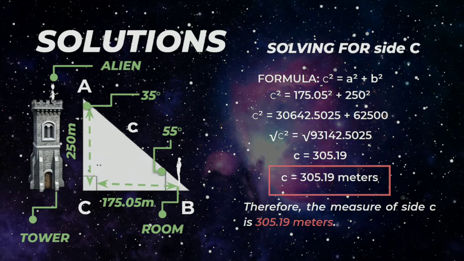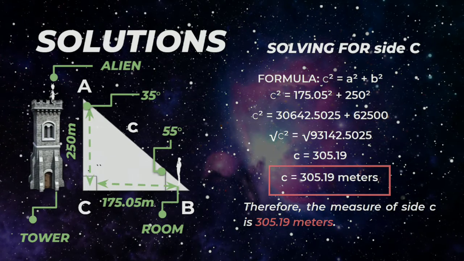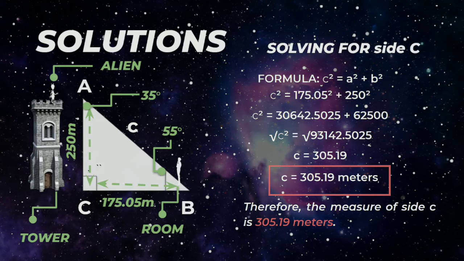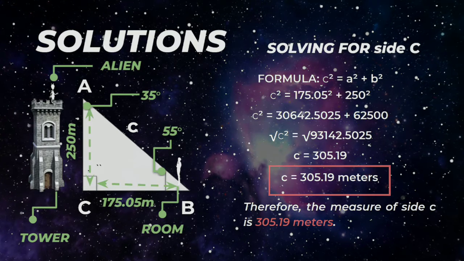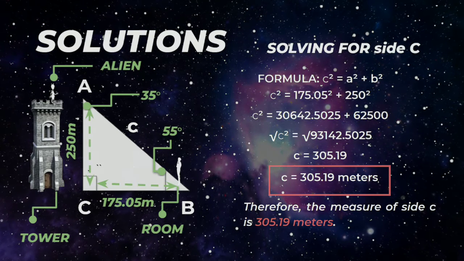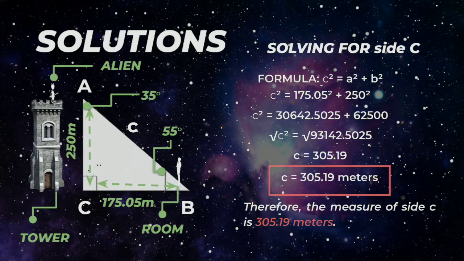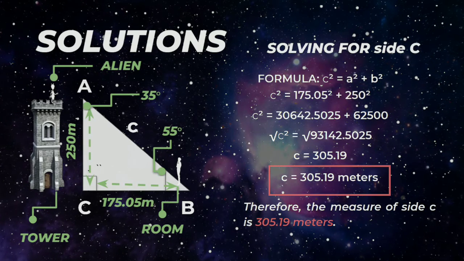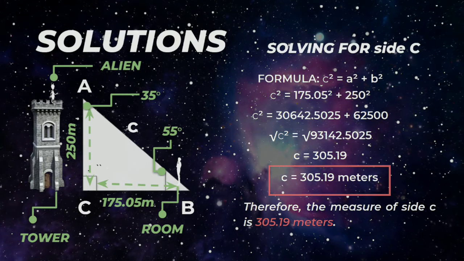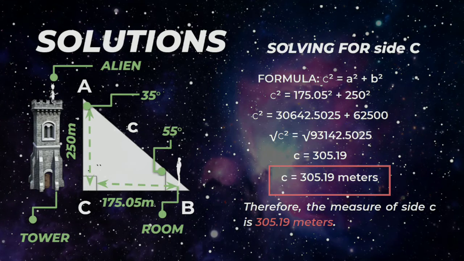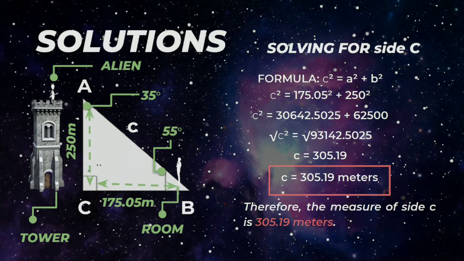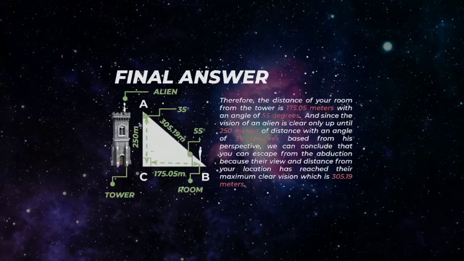Substitute the values of side A and side B. That would be c squared is equal to 175.05 squared plus 250 squared. Square the values of A and B and then add them together to get the sum. Lastly, square root both sides to get the value of c. Therefore, the measure of side c is equal to 305.19 meters.